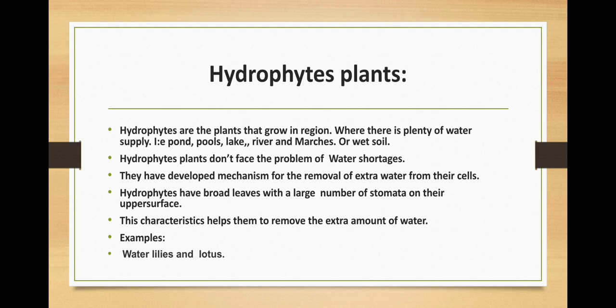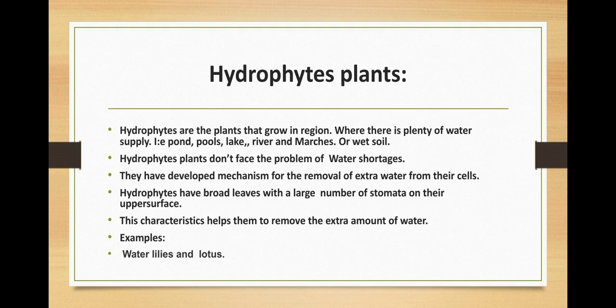Hydrophyte plants are the plants that grow in regions where there is plenty of water supply, for example, ponds, pools, lakes, rivers or wet soil. Hydrophyte plants do not face the problem of water storage. They have developed mechanisms for the removal of extra water from their cells.